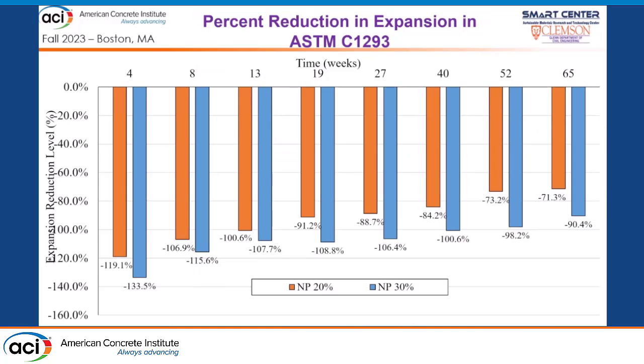Simultaneously, we ran a 1293 two-year test. This is still in the works, but I wanted to show you the % reduction in expansion across the 20 and 30% natural pozzolans. This is about 65 weeks. We still have a little bit left for the 2 years, about 104 weeks. But the % reduction in expansion is very significant and comparable to what we are seeing with the MCPT.